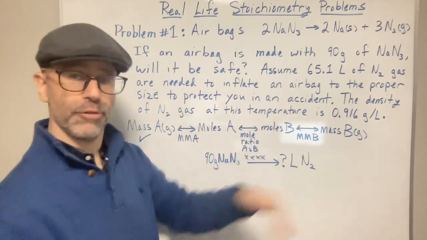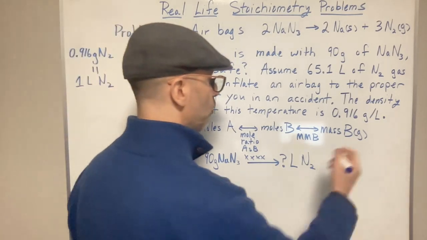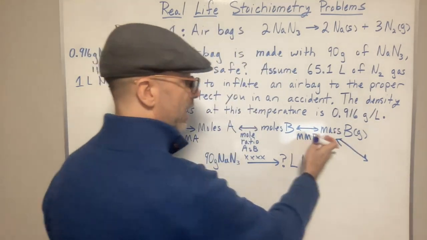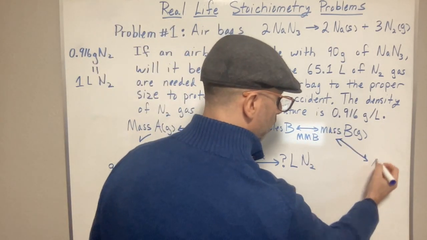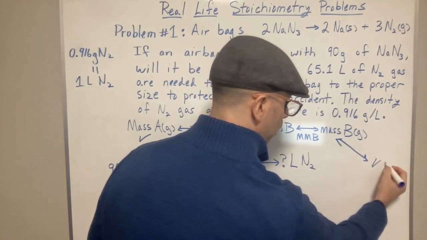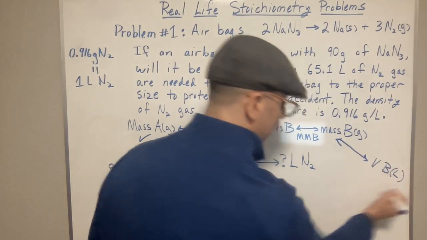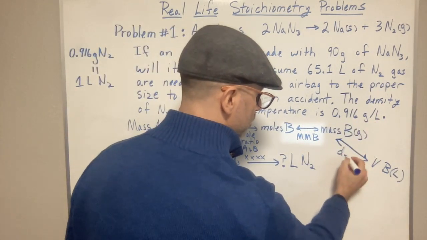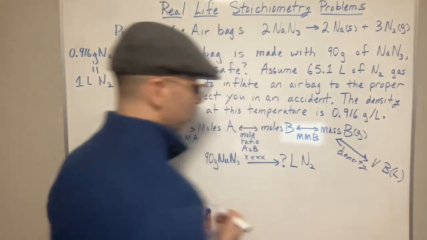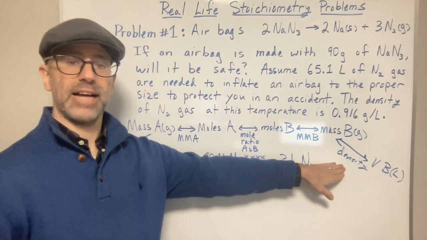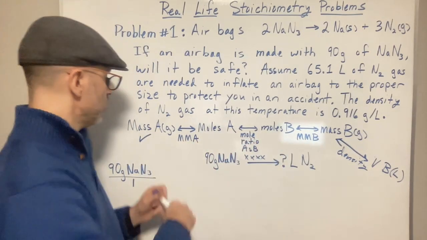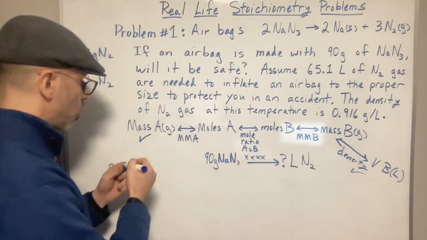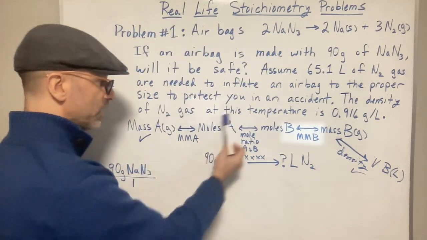So we're kind of going off of the main road, off of the highway. So we're going to need an extra step here to go between grams and liters. So we want volume of B, right? And that's going to be in liters. And we have the density. So this is where we're going to use density to make that conversion. So that's an extra step off of the main highway. So we're going to start here and we're going to end there. So these are the steps we need to go through.